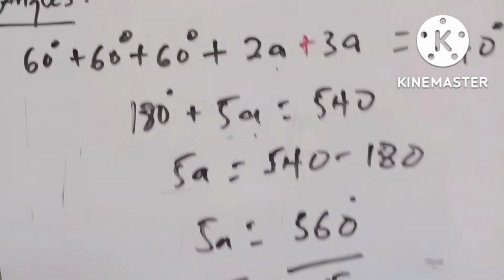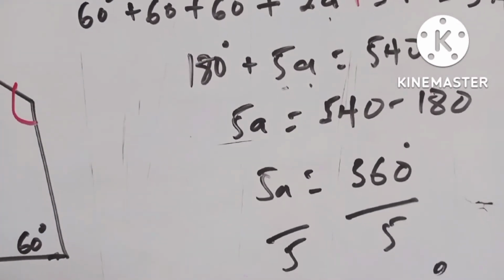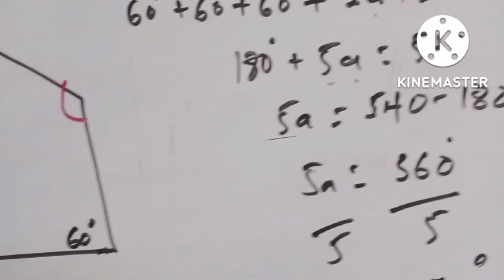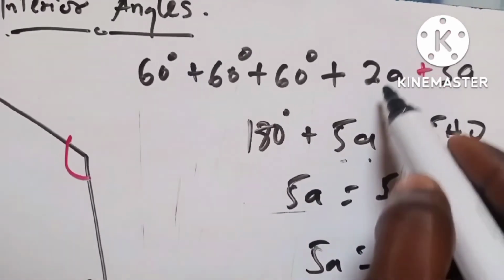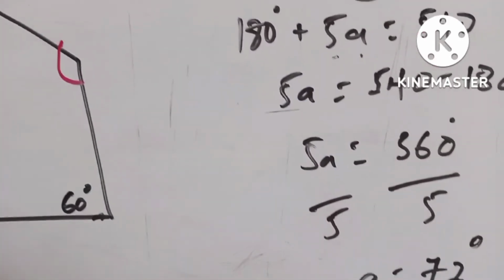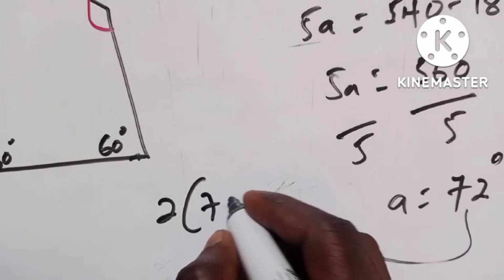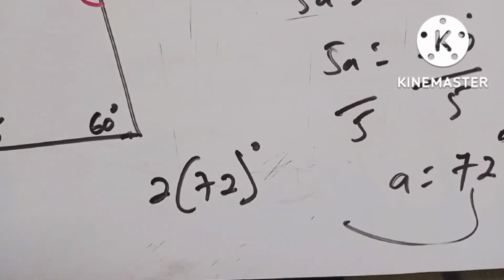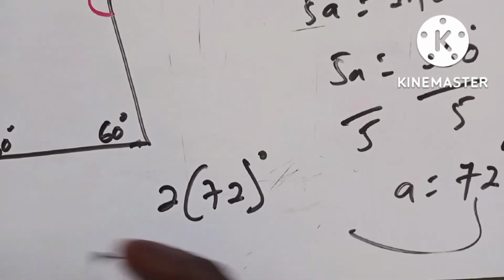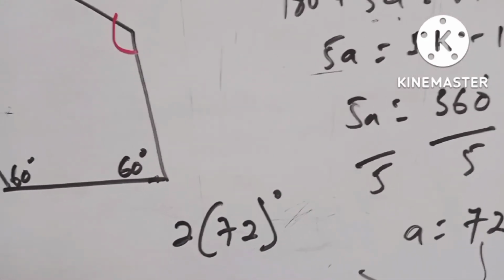Once we have a to be 72 degrees, the question says that you should find the smaller angle. So you are going to determine the smaller angle. Which one among these, 2 and 3? Of course, this is going to be the smaller. We had a to be 72, so we are going to have 2 multiplied by 72. Once again, give me the answer to this in the comment section below. This value here is going to be the smaller angle that the question is asking us to find.